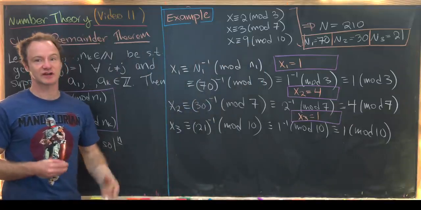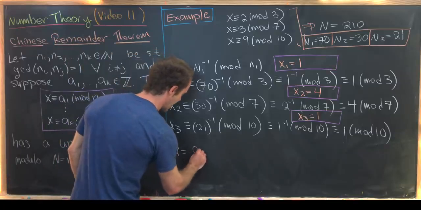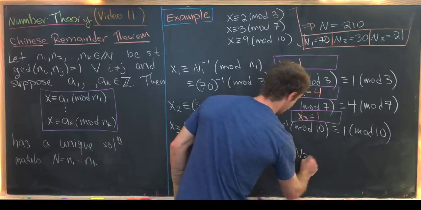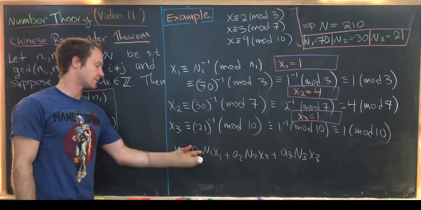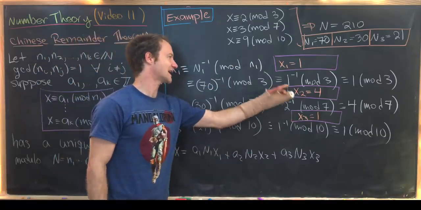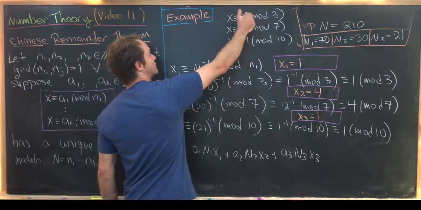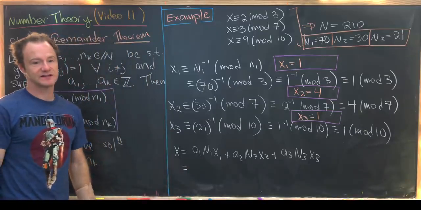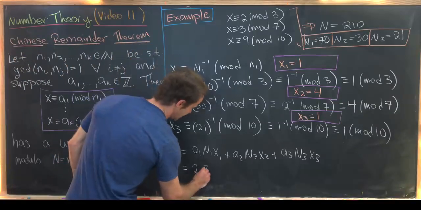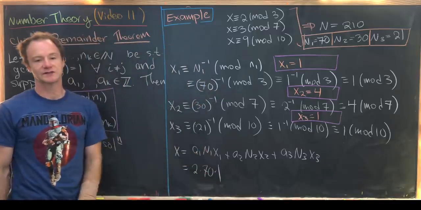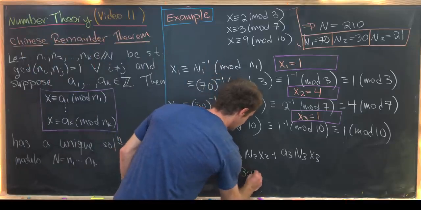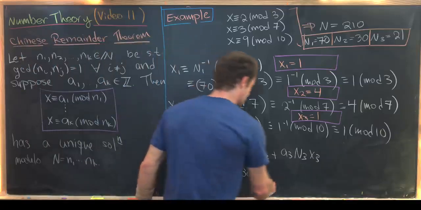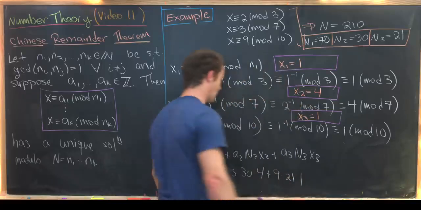Now we're ready to put all of this together to construct our answer X. So let's recall that X is equal to A1 N1 X1 plus A2 N2 X2 plus A3 N3 X3, where those are the capital N's. Well, we calculated those capital N's up there. We calculated the X's here. Let's just recall that the A's are these numbers. So 2 is A1, 3 is A2, and 9 is A3. So now we can just start putting all of that together. So here this is equal to 2 times 70 times 1. So that'll be A1, N1, X1. And then next we'll have 3 times 30 times 4. Okay, so we've got 3, 30, and 4 from that over there. And then finally, we'll have 9, 21, and 1.